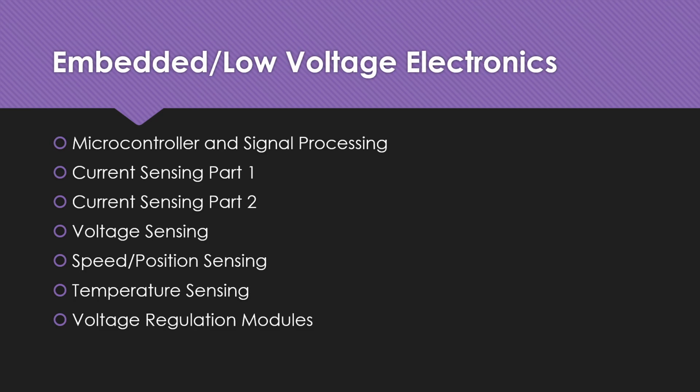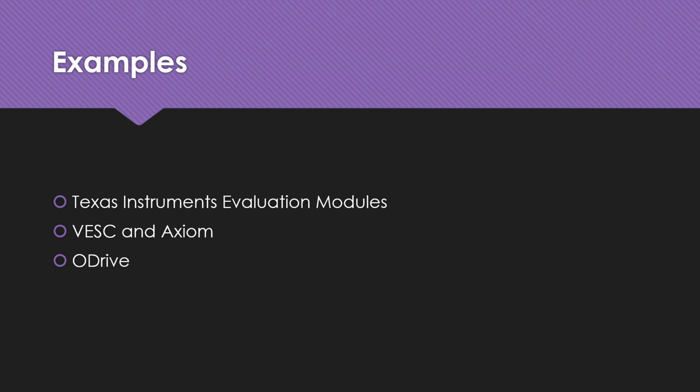After that, we'll go over embedded design. This is all the low voltage electronics that we need to generate the correct control signals. So we'll talk a little bit about microcontrollers and some basic signal processing, and then from there we'll talk about all the different sensors we may or may not need. This will include current, voltage, temperature, speed, and position sensing. Finally, we'll talk about voltage regulation. This is what we do to generate the power rails we need to power all the different systems.